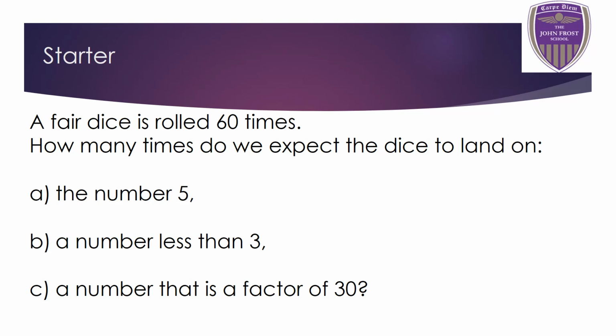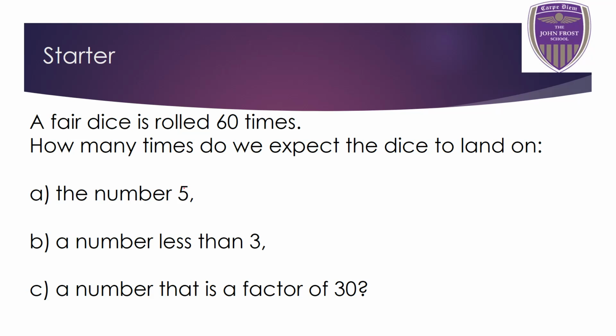A fair dice is rolled 60 times. How many times do we expect the dice to land on the number 5, a number less than 3, or a number that is a factor of 30? I'd like you to pause the video. When you've had a go at the questions, press play to go through the solutions. So press pause now, please.